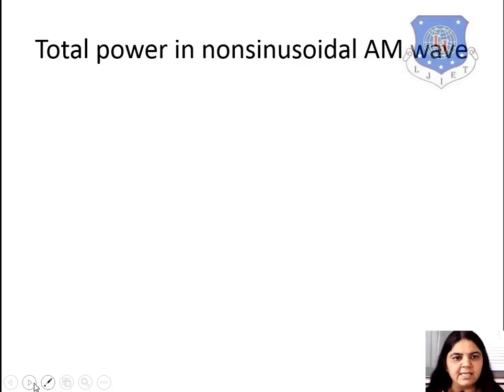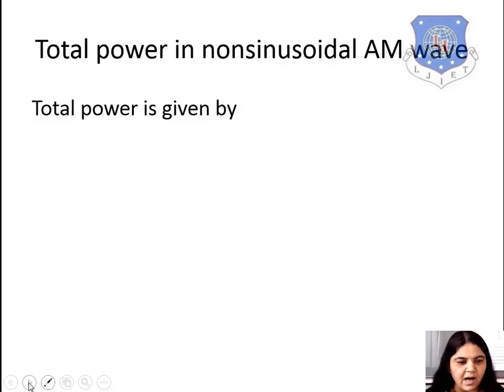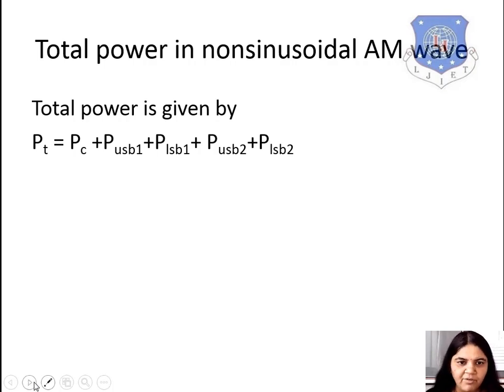Now in this case, what is the total power? I want to find out. So how can I find out the total power? Earlier, the total power for one modulating signal and one carrier was PT equal to PC plus PLSB plus PUSB. Now over here, how many components are there? One carrier plus two upper sidebands and two lower sidebands.